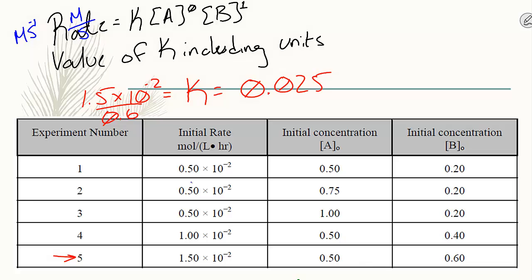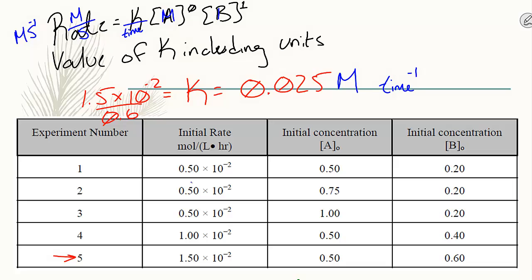Our units of K have to give us those units. Molarity as a numerator, seconds, or time in the denominator. So time will always be in the denominator. Time will always be to the minus first. How many molarities there are depends upon the overall order.